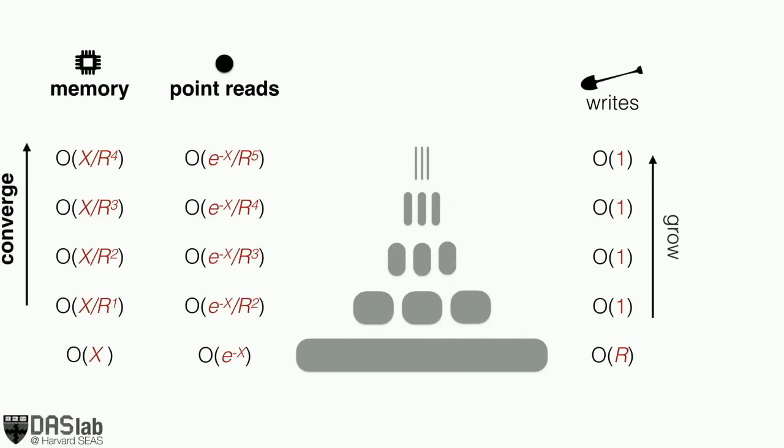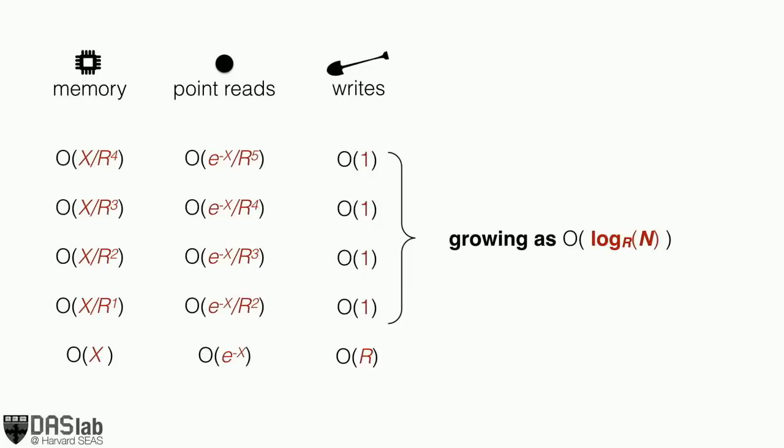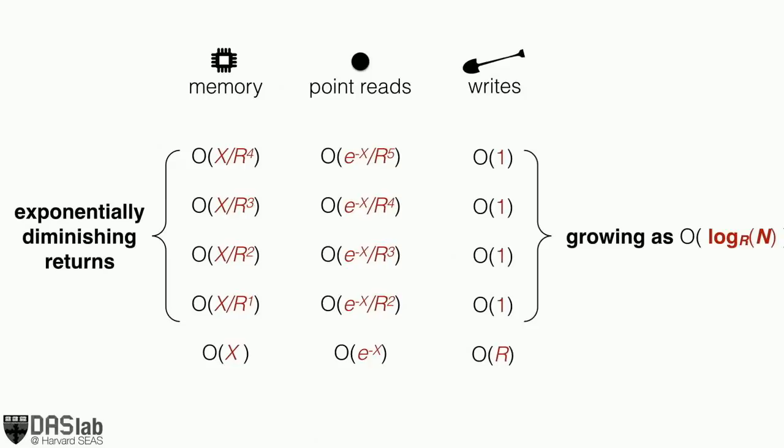And if you look at the memory for the Bloom filters as well, that converges too. Even though we're assigning relatively more bits per entry to smaller levels, the fact that smaller levels contain exponentially fewer entries dominates the linear rate of increase in the number of bits per entry. So overall, both point reads and memory converge for smaller levels while write cost continues to increase. That implies that our writes are growing at a rate of log of n, but they're yielding exponentially diminishing returns. Okay, so can we do something about that?